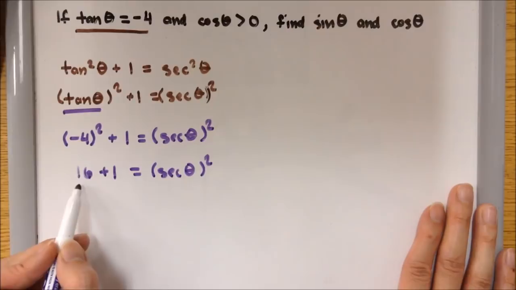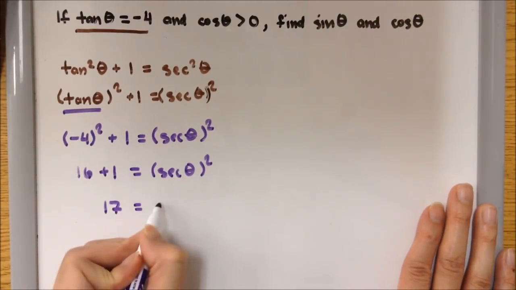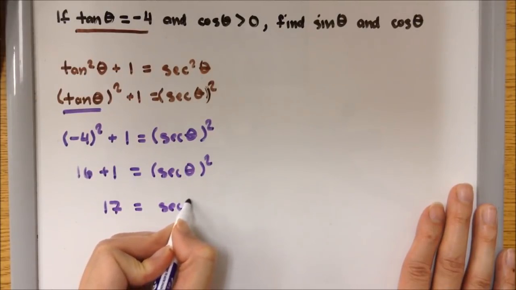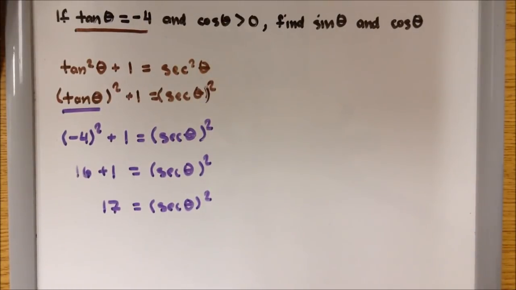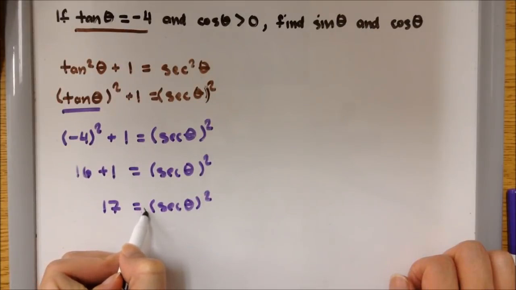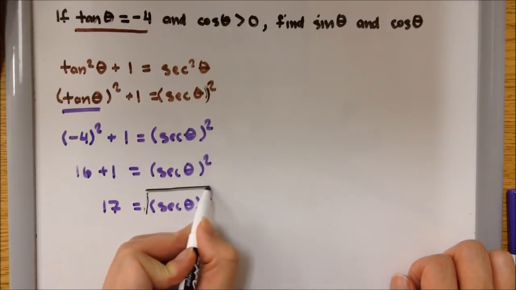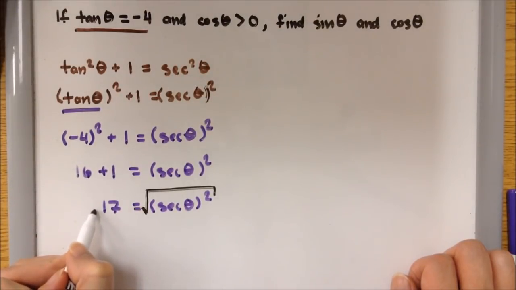The only thing we can do on the left side is 16 plus 1, which will be 17 equal secant theta square. Now we're almost done. We're trying to find the value of secant theta, and the opposite of the square, if I want to get just simply secant theta, is square root. So I'm going to do the square root on the right side. So therefore, if I do it on the right side, I have to do it on the left side.